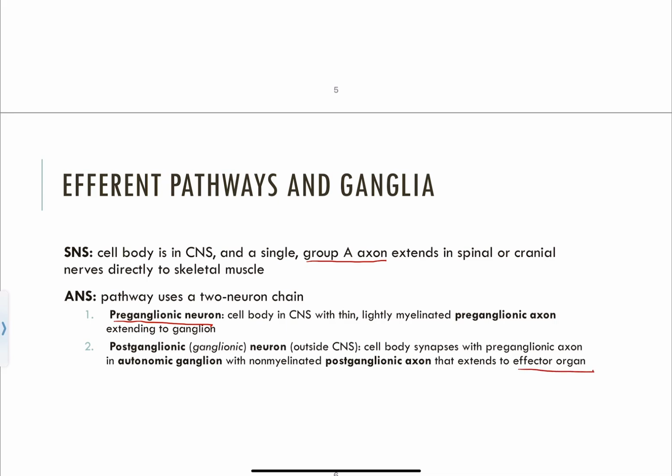A couple things in general when we talk about preganglionic neurons and postganglionic neurons. The preganglionic neurons are always going to be thin and lightly myelinated. So these would be like group B fibers. The postganglionic neurons, doesn't matter in which division we're talking about, whether it's sympathetic or parasympathetic, all postganglionic axons are going to be non-myelinated. So these would be like group C fibers.